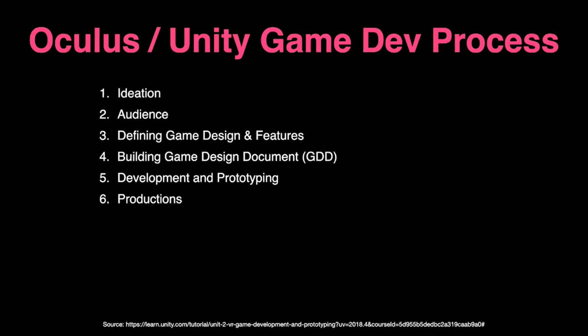Okay, so in the second part of this presentation, I will talk more about my personal experience developing a game. This is a really simple walkthrough of the process. The first one will be ideation. Second will be audience, define your user. Third will be defining game design and features. The fourth will be building the game design document, GDD. The fifth will be development and prototyping. The sixth will be starting production.